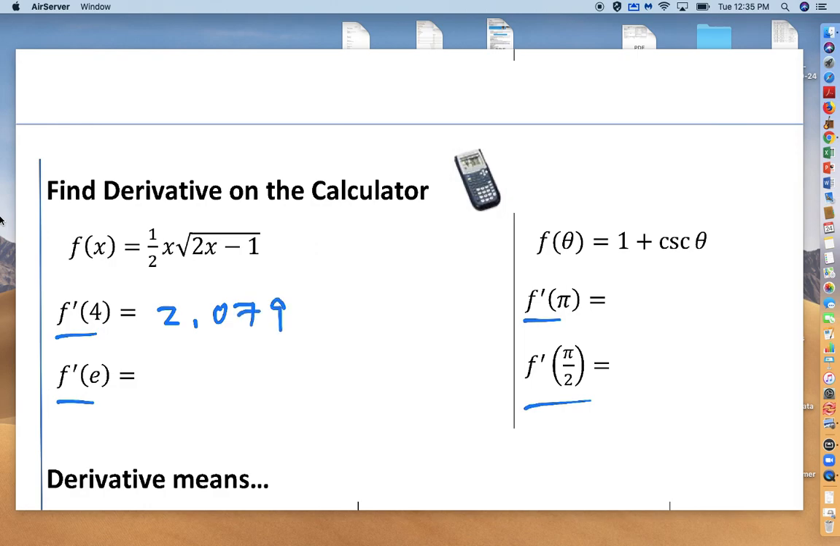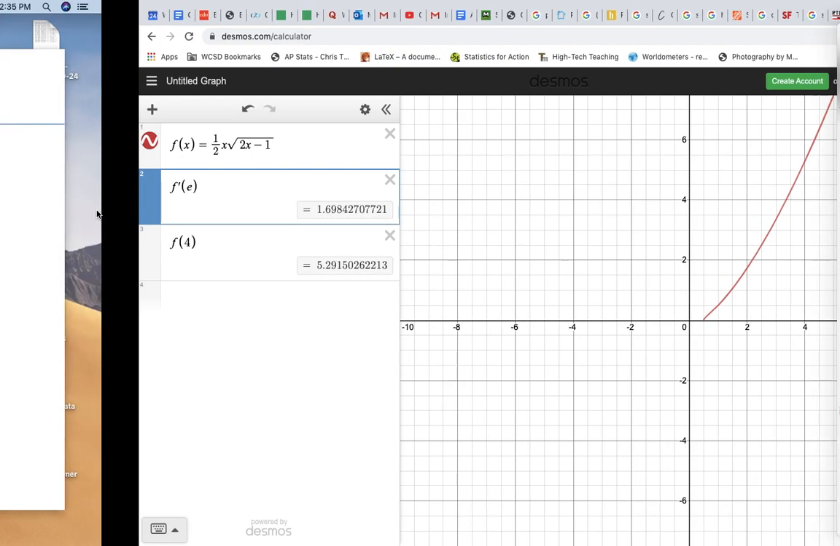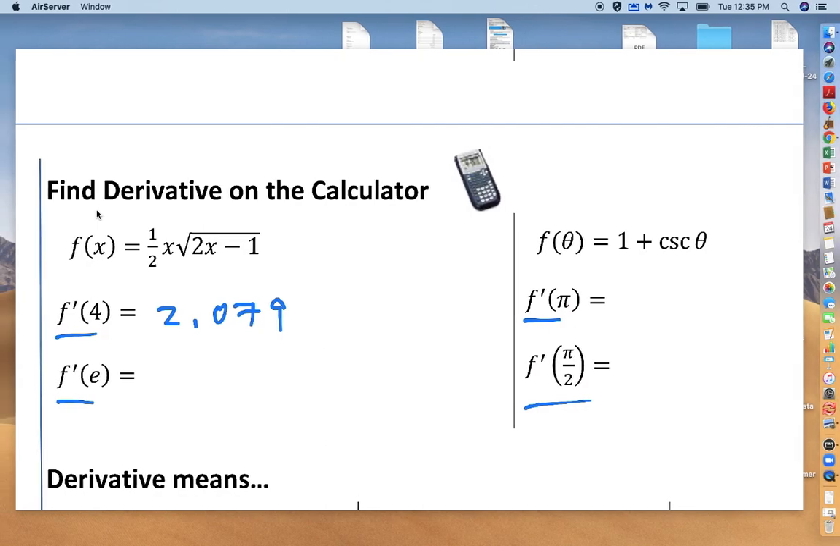2.079. And again, I will find the calculator. In my next video, I'll pull that up and show you how to do it on there. And f prime of e, same type of thing. Just be able to find a tool that does this for you really nicely. I can just put e in there and use a number. So it's 1.698. And so we'll move on from there.